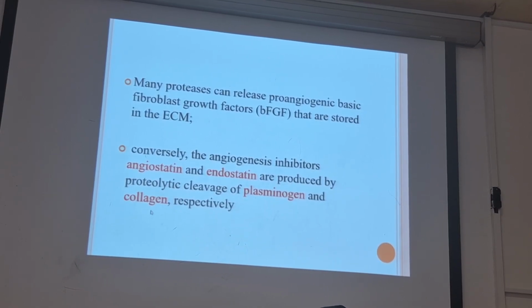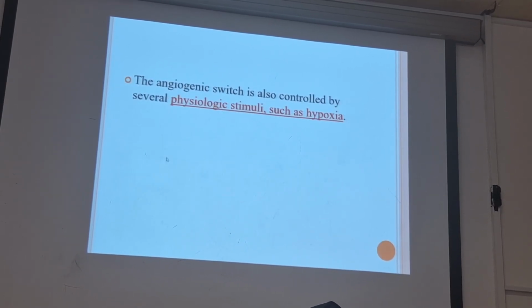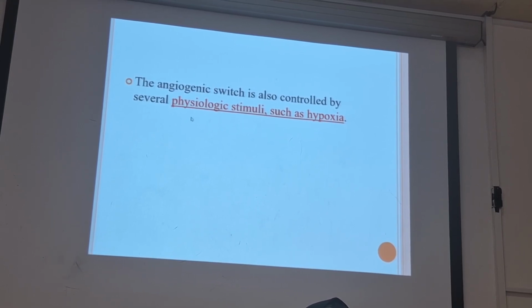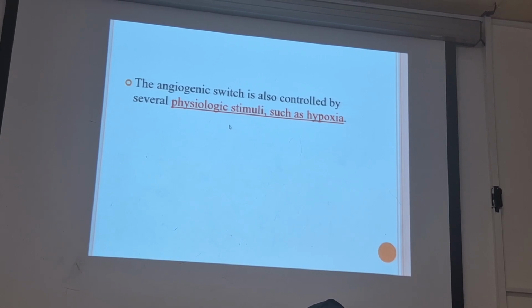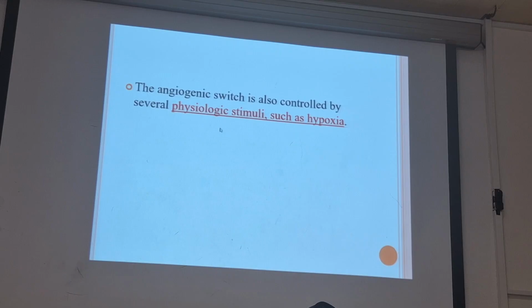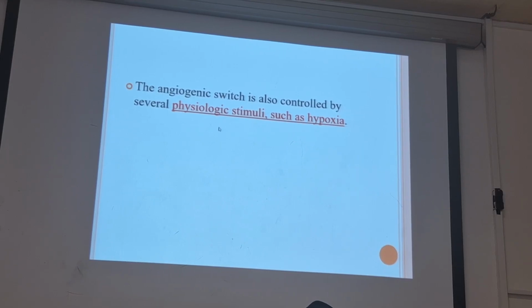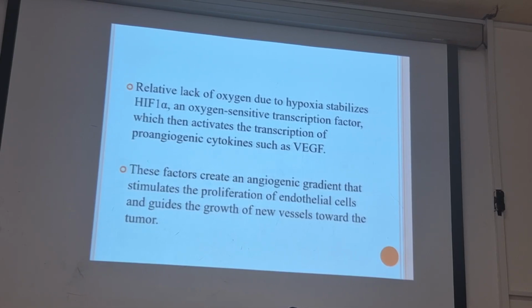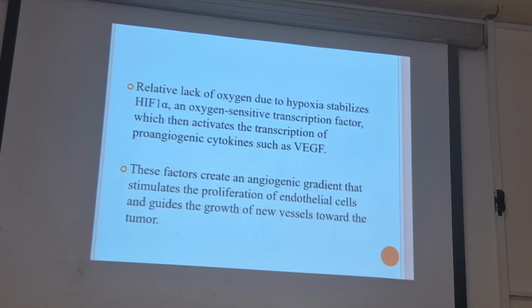Yes. The angiogenic switch is also controlled by several physiological stimuli like hypoxia. In any situation of hypoxia, we have proliferation of blood vessels for blood supply and oxygen supply. That's to inhibit the growth of the tumor? Yes. Hypoxia wants to inhibit the growth, and by vasculature and making some vessels, the tumoral cells want to get more oxygen and proliferate.